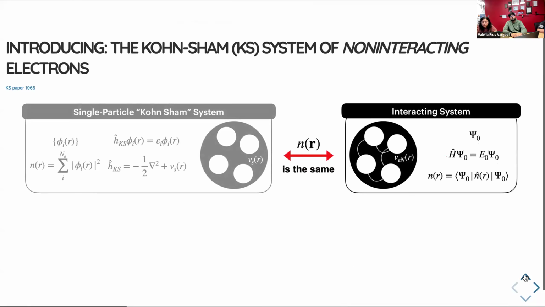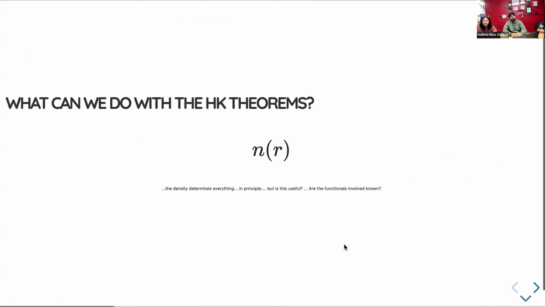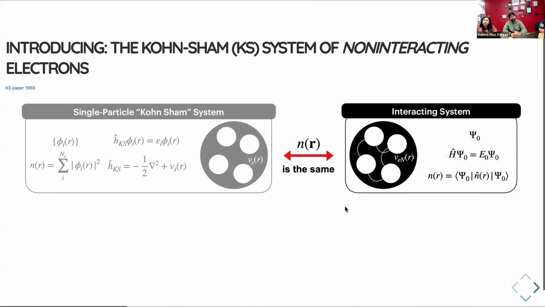I'm sorry, I'm going to go back again. Still, we need to find the functionals that depend on the electron density, right? And it turns out that the most complicated functionals to find are the kinetic energy and the electron-electron interaction. But to tackle the kinetic energy, Kohn and Sham proposed the following system. Instead of studying the real, interacting electron system, they proposed a system of non-interacting electrons.